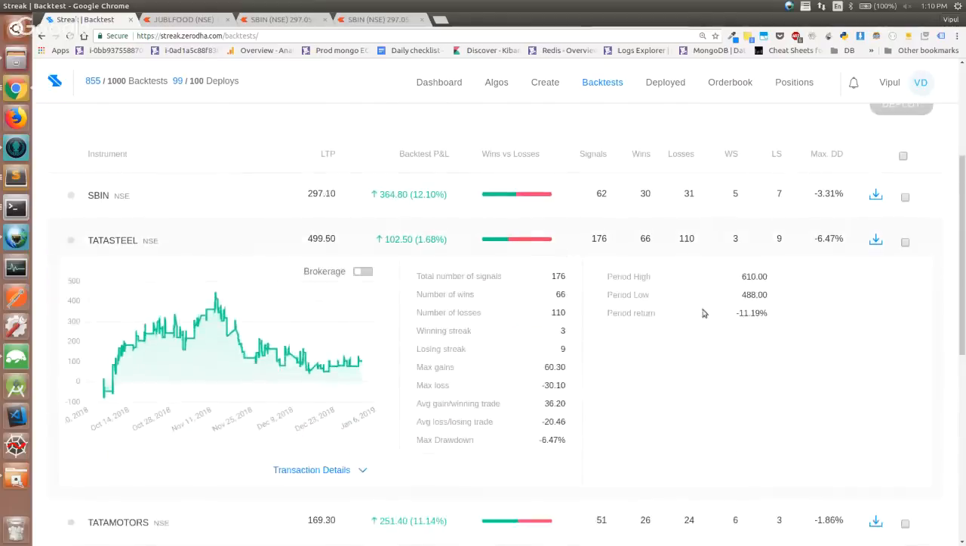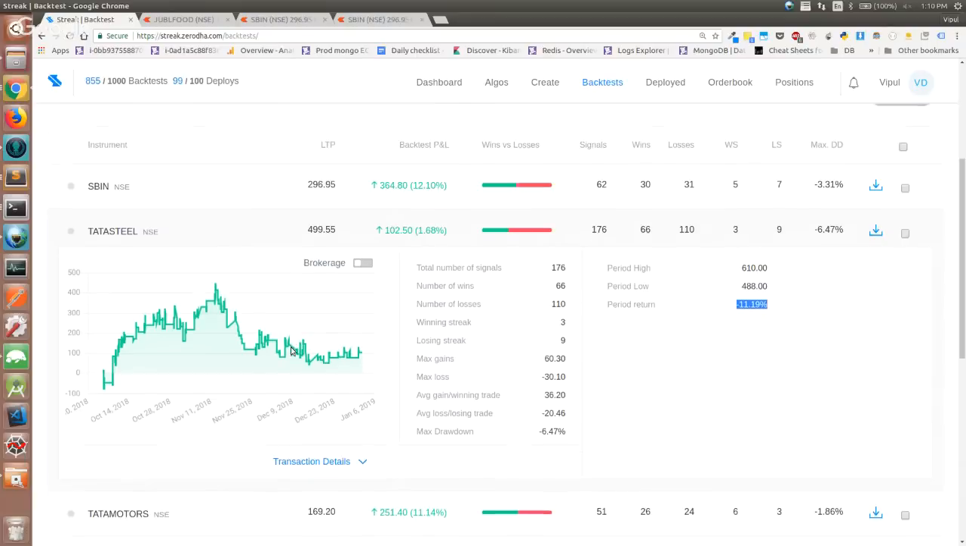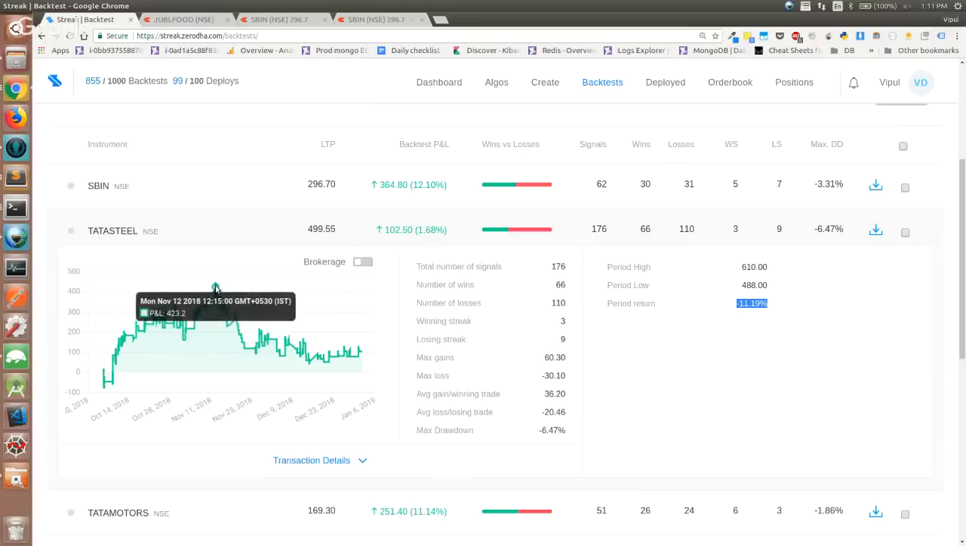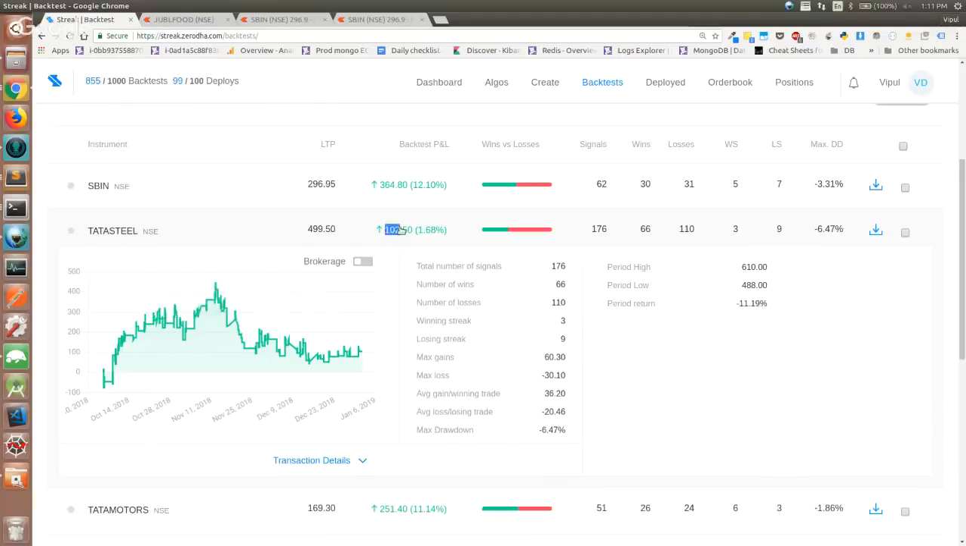Let's see Tata Steel. Okay, Tata Steel gave negative 11.19%, and the strategy gave 1.68%. Now if you see the chart pattern here, which is basically the PNL curve, you see that the profits went really high, but they fell. So at the peak the profit was 423 rupees, and at the end we ended up with 100.